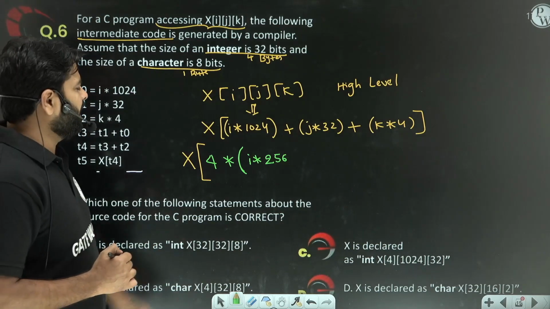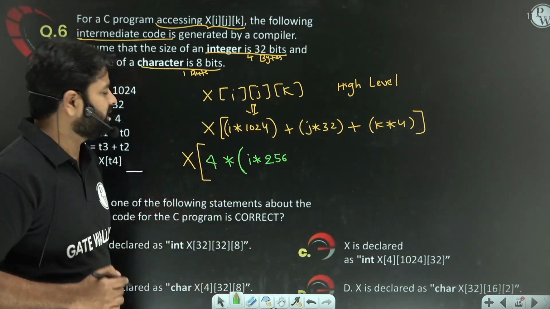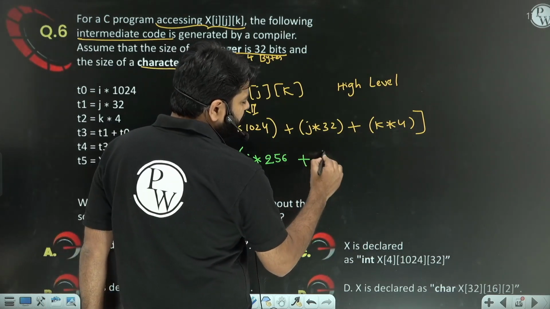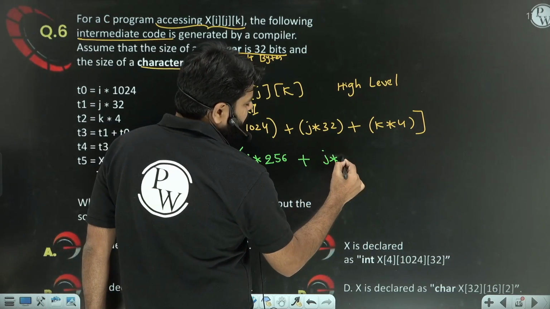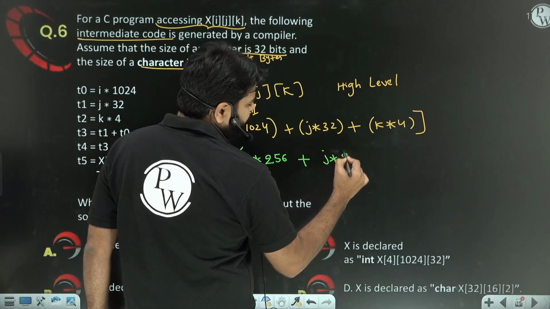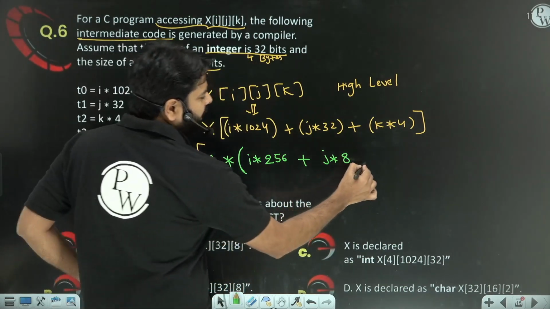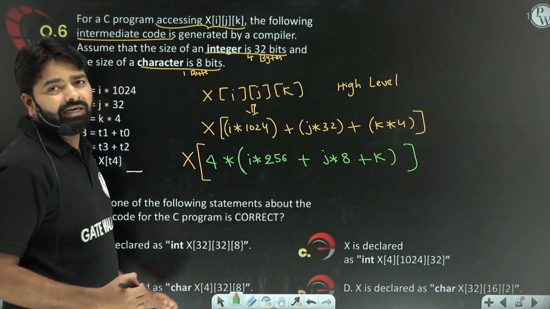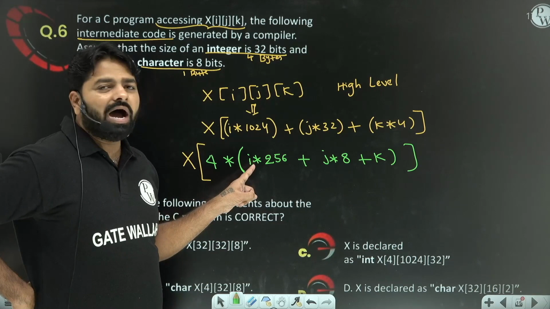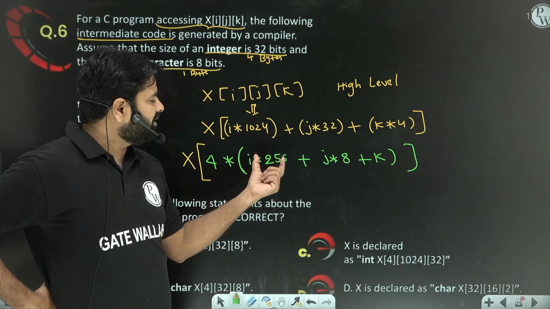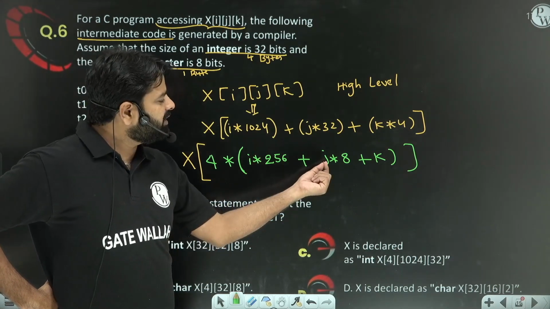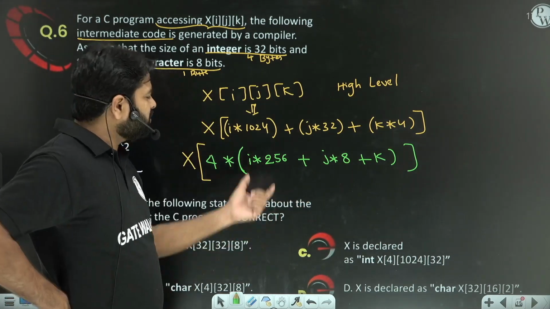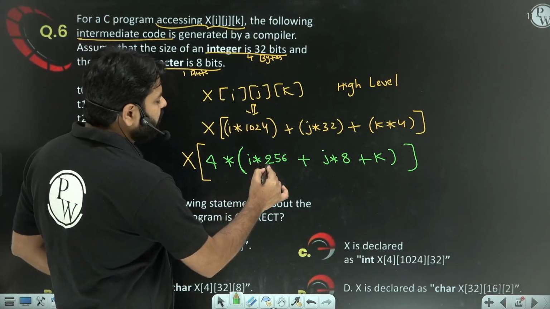256 is 2 power 8, and 2 squared becomes 2 power 10. And plus, here divide with 4, J multiply with 8 plus K. So this is the actual way to access the element in a 3D array. Now I is multiplied with the size of 2D, J is multiplied with the size of 1D. So if you know how to represent 3D, this 256 is basically the size of 2D.